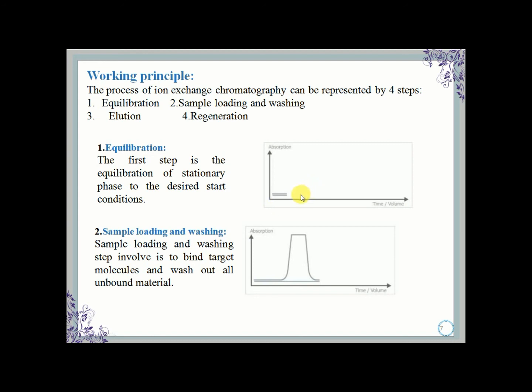Now elution. Molecules are released from the ion exchanger by a change in the buffer composition. You have seen here these peaks. In ion exchange chromatography, it is always a graph of absorbance versus time or volume. It can be absorbance versus time or absorbance versus volume.